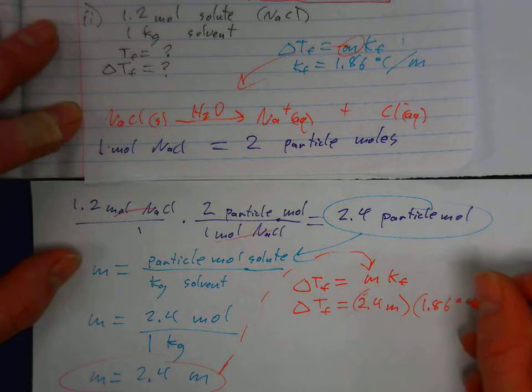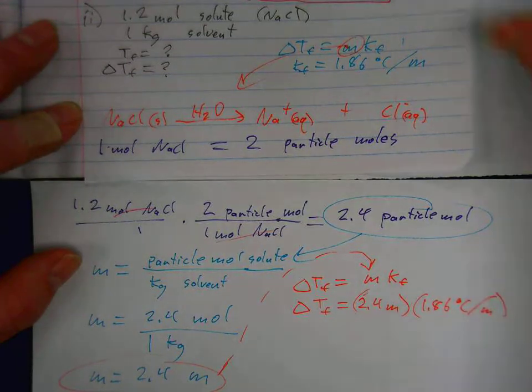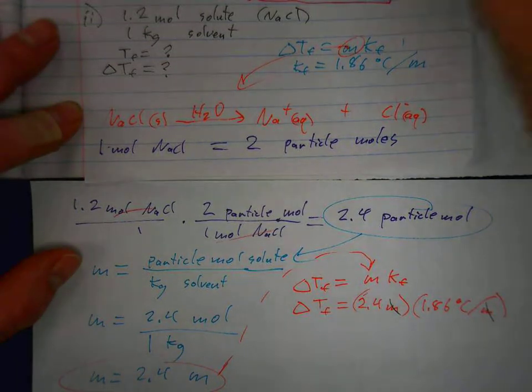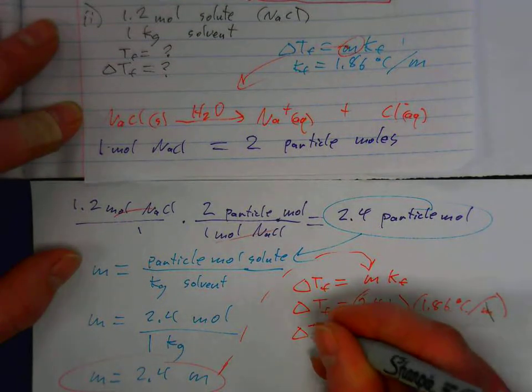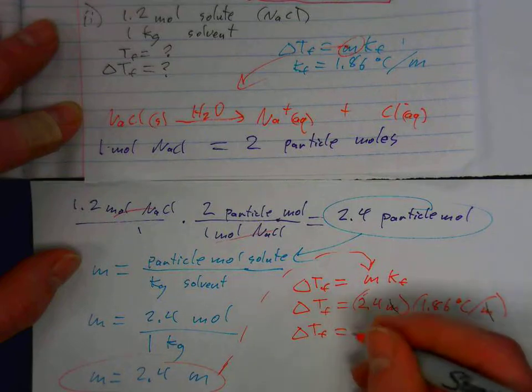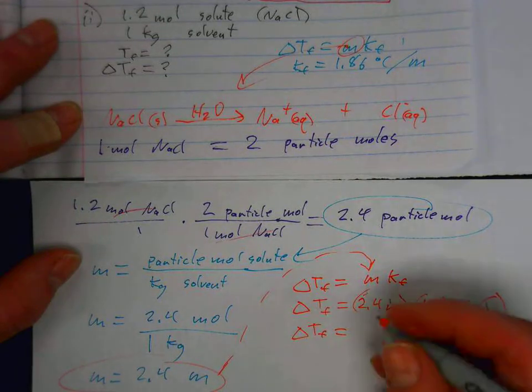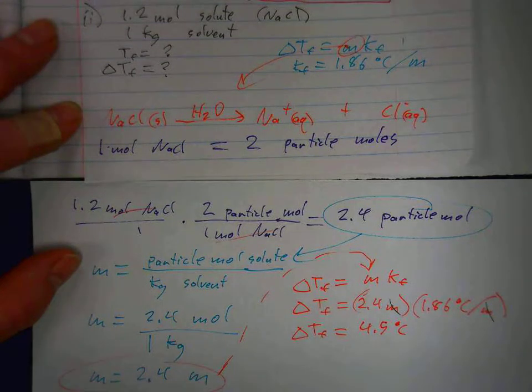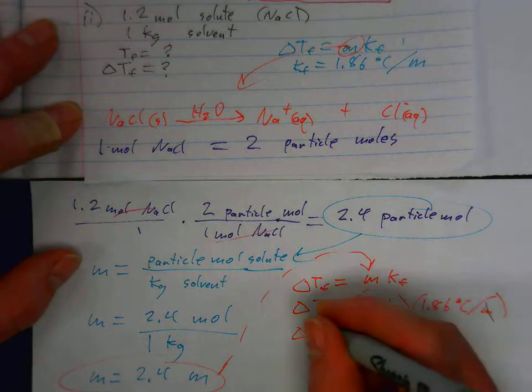And so the change in the temperature of the freezing point is 4.5 degrees Celsius. So there's part of our answer. The part right here, the change, we found that. So that's the freezing point depression.